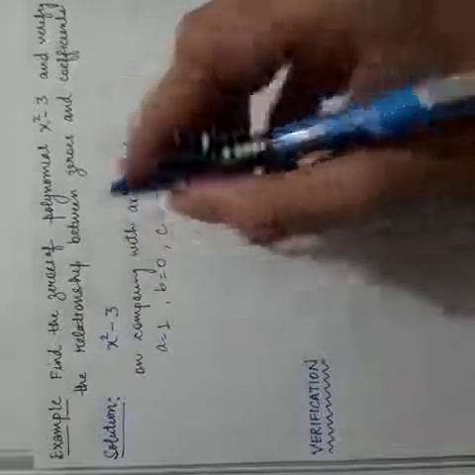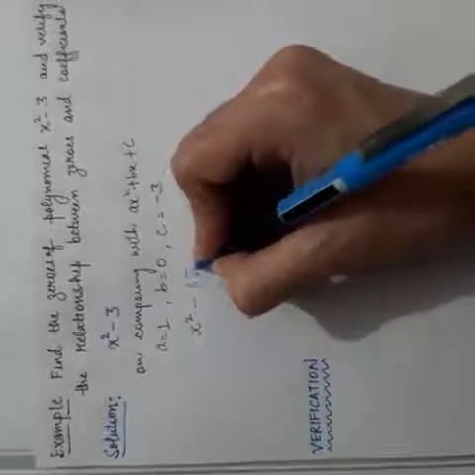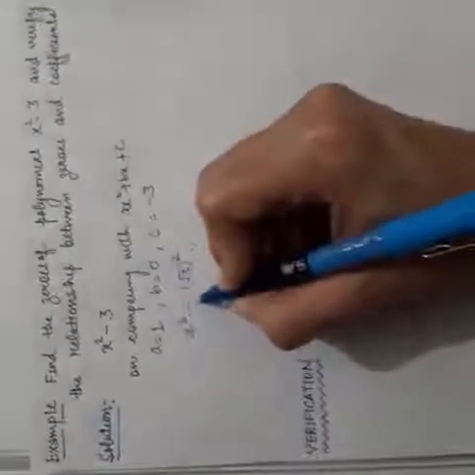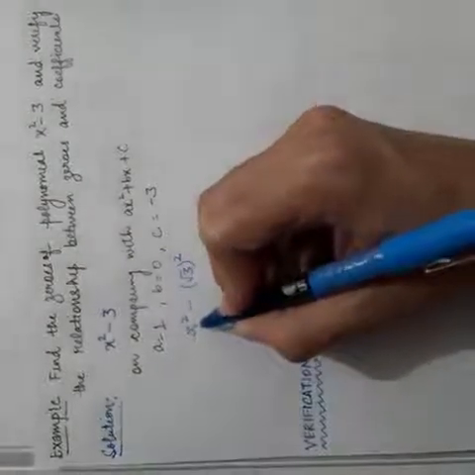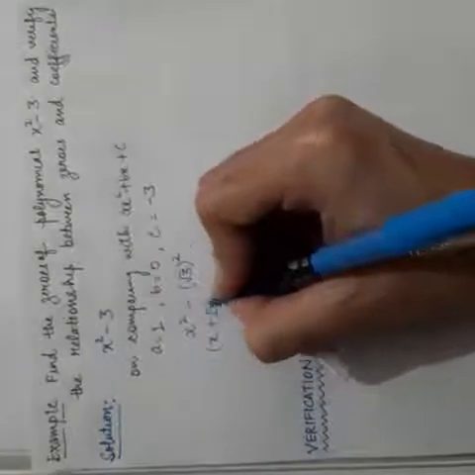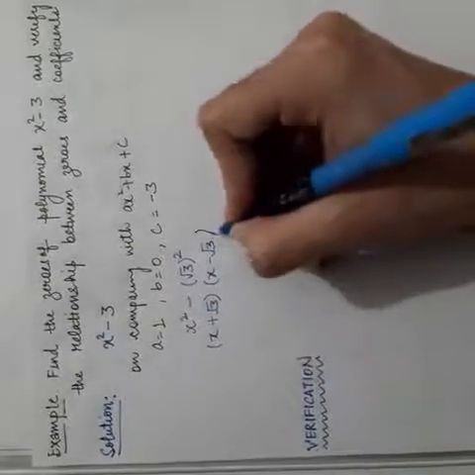Now if the term containing x is missing, you can simply find the zeros. Just see here, x square minus 3 can be written as x square minus the square of root 3. This becomes a square minus b square. Use the identity a square minus b square is equal to a plus b times a minus b. Now we have got two factors with us.